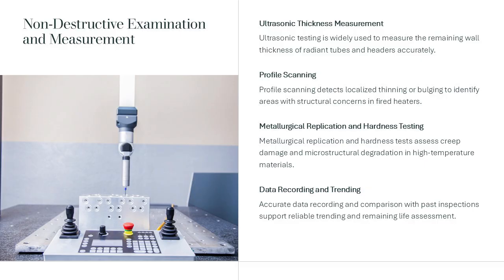Non-destructive examination plays a key role in off-stream fired heater inspection. Ultrasonic thickness measurement is commonly used to assess remaining wall thickness of radiant tubes and headers, while profile scanning can identify localized thinning or bulging. In cases where creep damage is suspected, metallurgical replication and hardness testing may be employed to assess microstructural degradation. Inspectors must ensure that NDE methods are appropriate for high-temperature materials and that measurements are taken at representative and historically consistent locations. Proper data recording and comparison with previous inspections enable reliable trending and remaining life assessment.